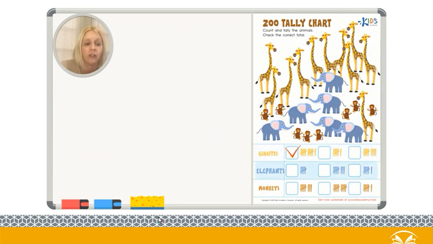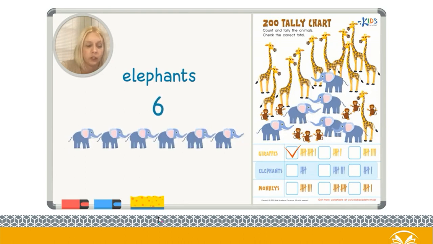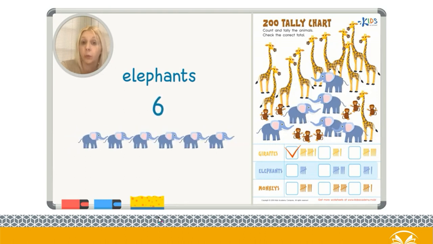The next one is elephants. Let's count the elephants. How many elephants are there? 1, 2, 3, 4, 5, 6. We've got 6 elephants. So 6 would be a group of 5 plus 1. So we've got, here's 5.